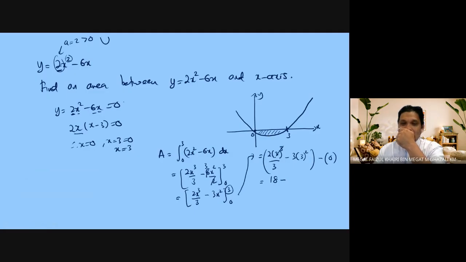Okay, so 3 cubed 27, 27 divided by 3 equal to 9, 9 times 2 equal to 18, and this is 3 squared 9, 9 times 3, 27, equal to negative 9. Negative stands for the location of the area, either above the x-axis or below the x-axis. So the graph here is below the x-axis, so we have negative, but in some books they simply write down the area is 9 unit square.